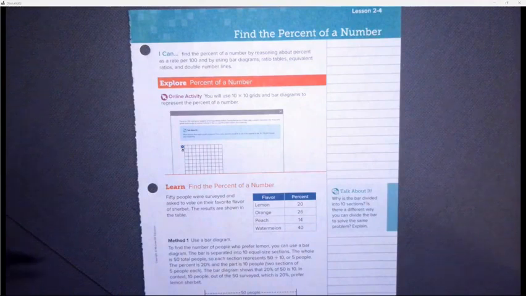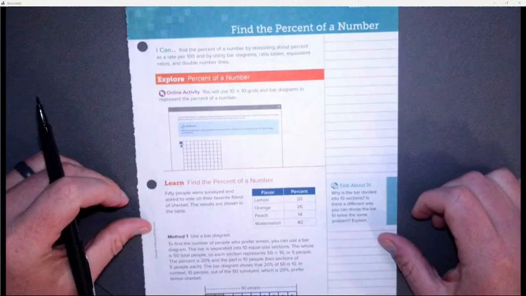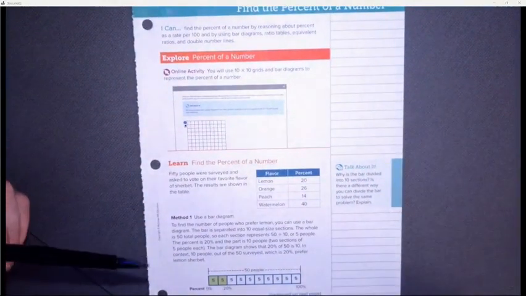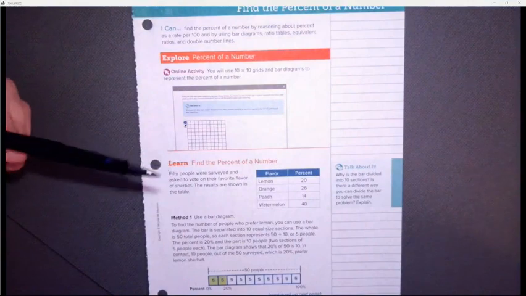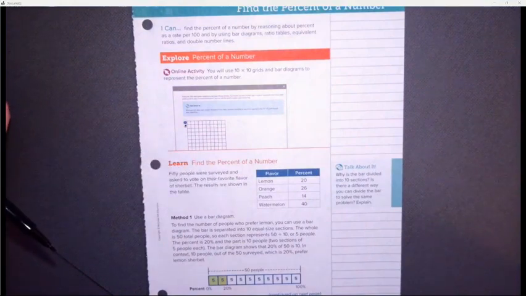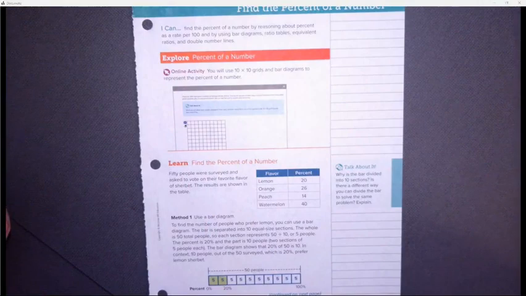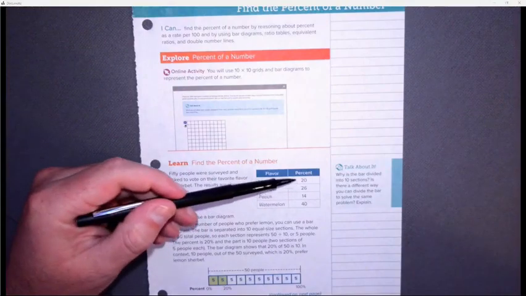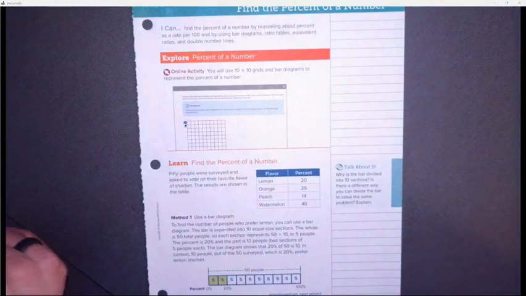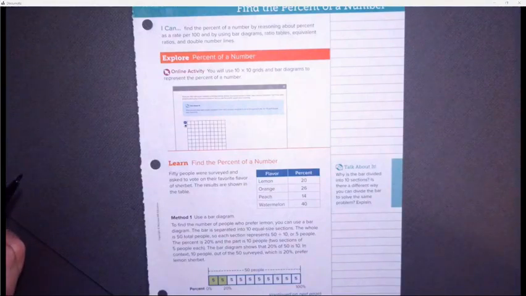Method 1 of finding out how much each percent accounts for of the 50 people is using a bar diagram. So we're going to see in the bar diagram that we're going to try to find how many people chose lemon as their favorite flavor. So we know that the bar represents 100%. Since lemon was 20% of the people, we can cut our bar into 10% sections. So that will be 10 sections that each represent 10%.